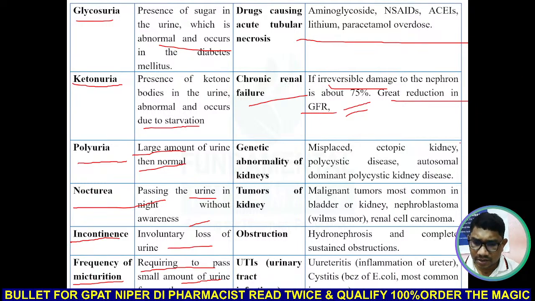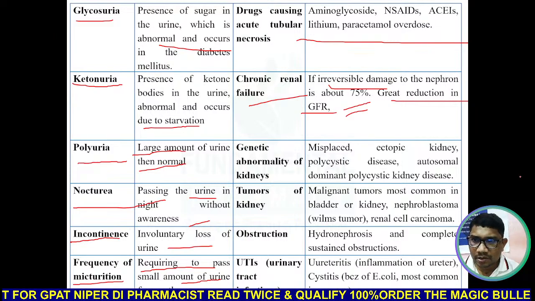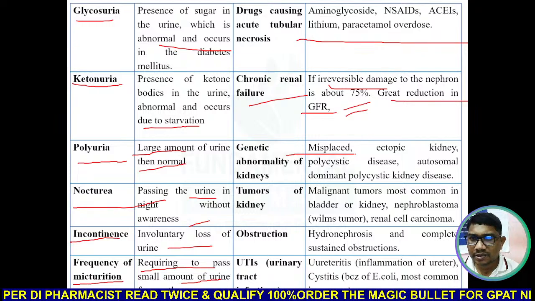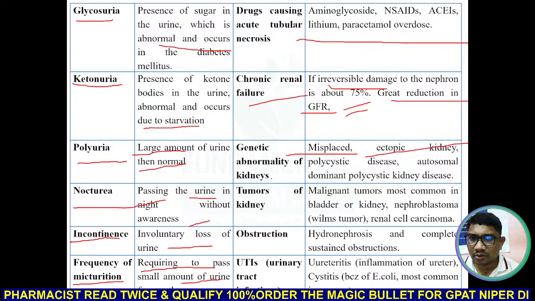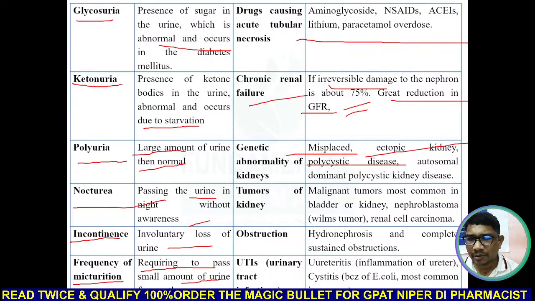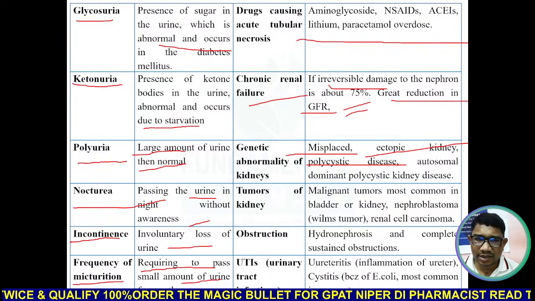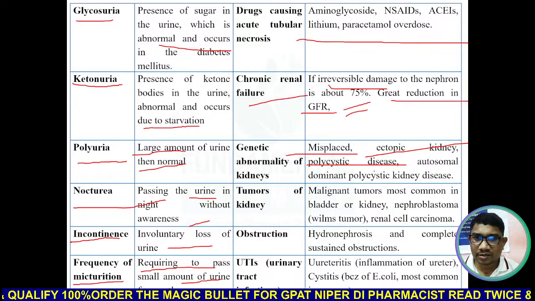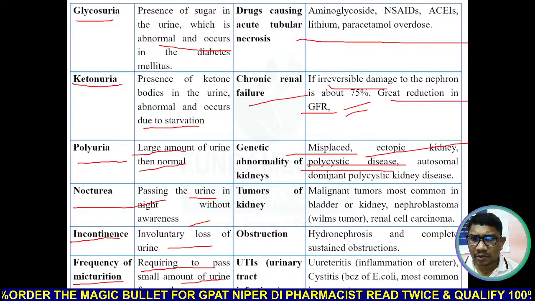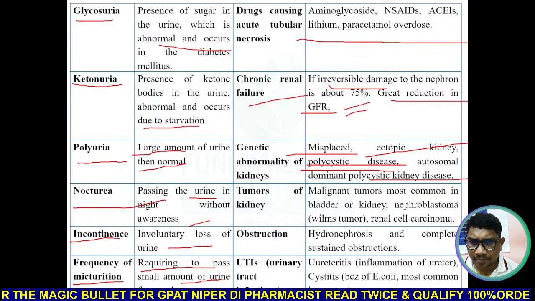Genetic abnormalities in the kidney. What genetic abnormality can there be? Misplaced kidneys, ectopic kidneys, or three kidneys. Another is polycystic kidney disease, autosomal dominant polycystic kidney disease.